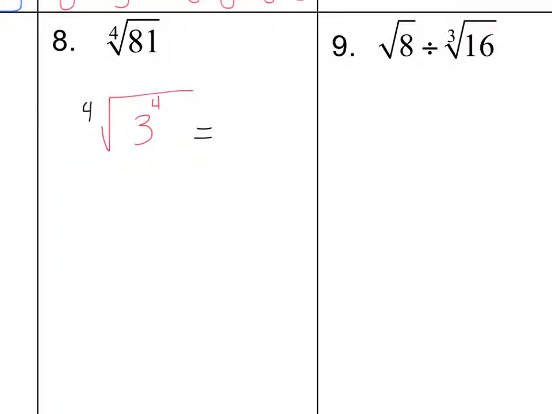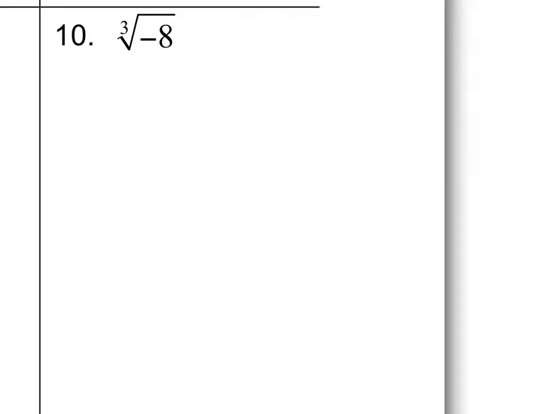You can divide the power by the index. So 4 divided by 4 is a 1. And as you can see, it's completely simplified, and the answer of 4th root of 81 is a 3. Okay? Now let's move on to number 10.